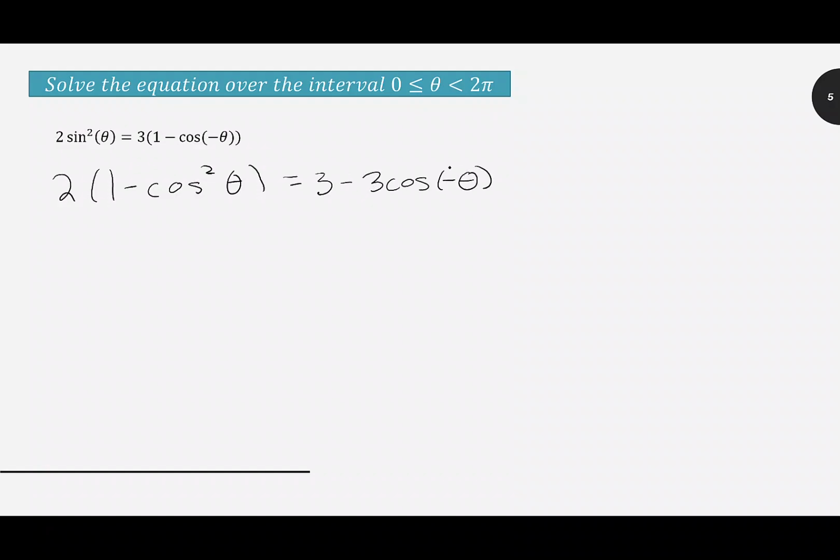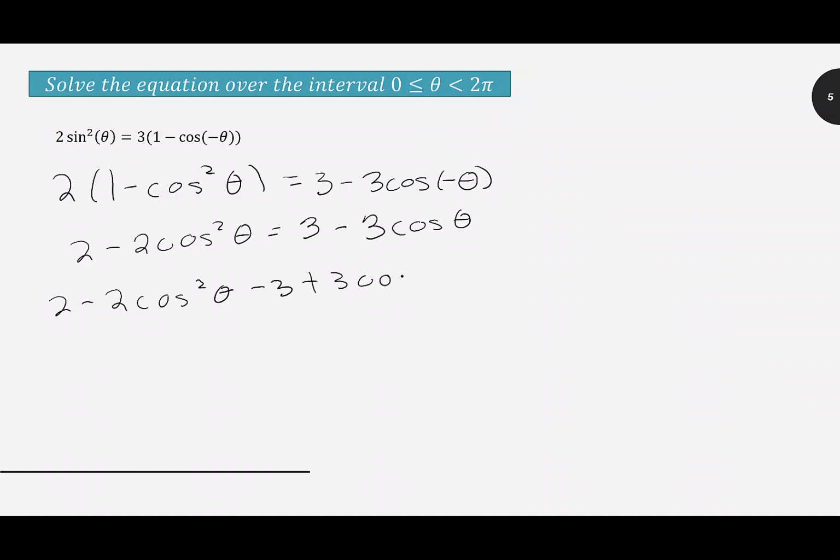I'm going to push through the 2. 2 times 1 is 2 minus 2 cosine squared theta equals 3 minus 3 cosine of negative theta. Cosine is even. Cosine of negative theta is the same thing as cosine of theta, so I can drop the negative in front of the theta. I want to bring everything to the left side of the equation. I have 2 minus 2 cosine squared theta minus 3 plus 3 cosine theta. This now is equal to 0.